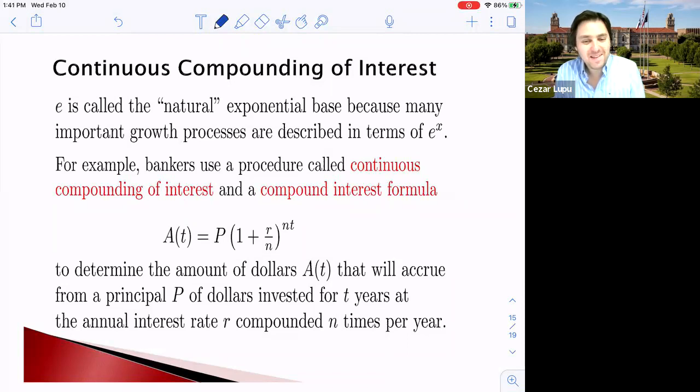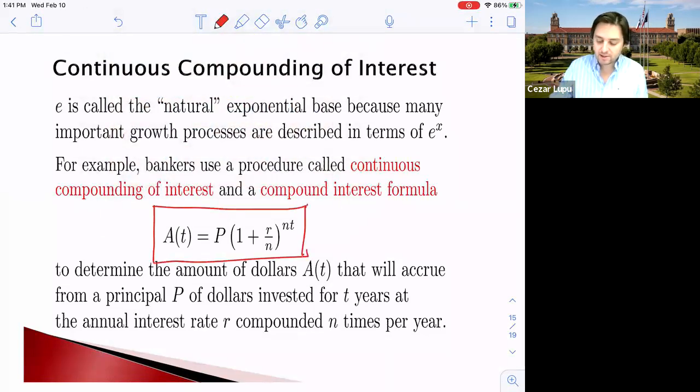So, for example, bankers use a procedure called continuous compounding of interest. So that's how they're computing your interest in the bank. And compound interest is given by this formula here that you see. That's the formula. And of course, something happens when n is large enough. So this compound interest formula is given by A of t, which is P times 1 plus r over n, everything to the power n times t.